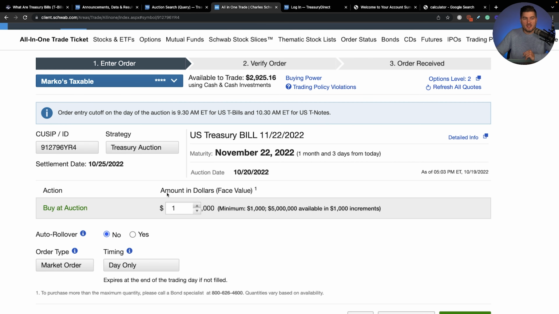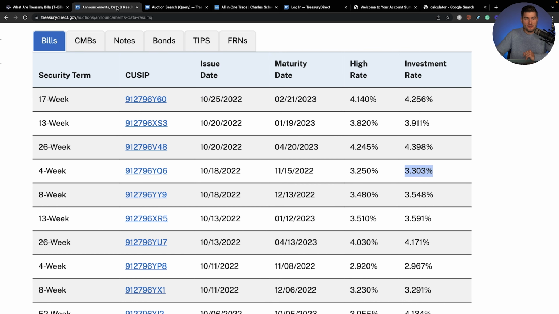So what you can do from here is you have the ID number. So you'll be able to see this in the future. If you go back to treasurydirect.gov, all of these have an ID number. So you can see the investment rates, you can see the maturity dates, you can see a bunch of stuff.